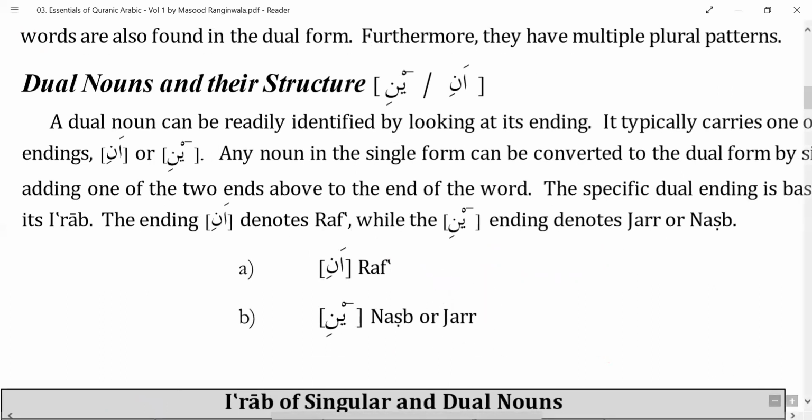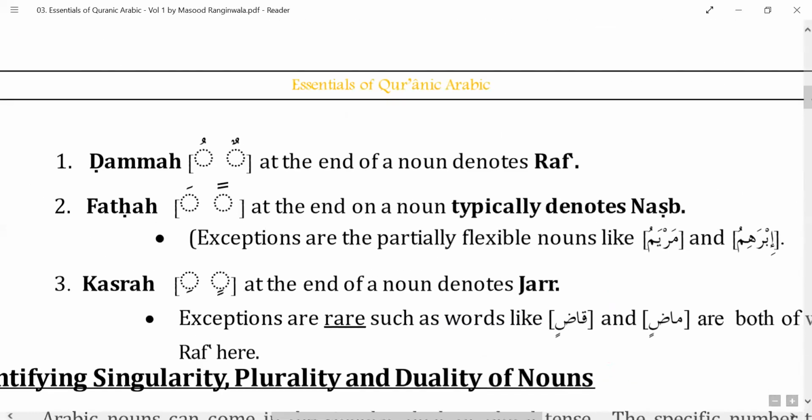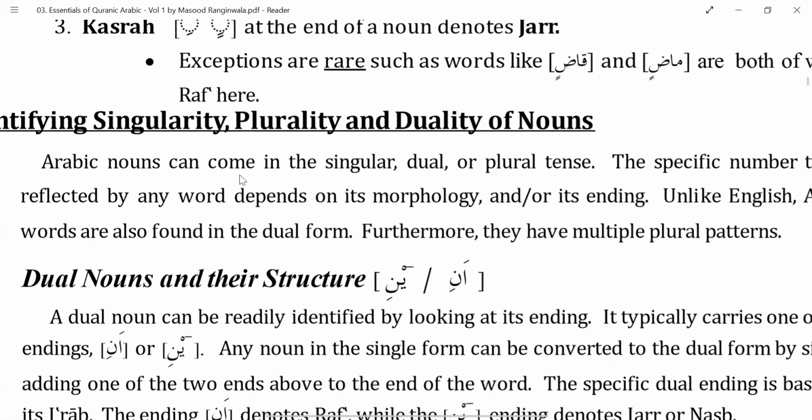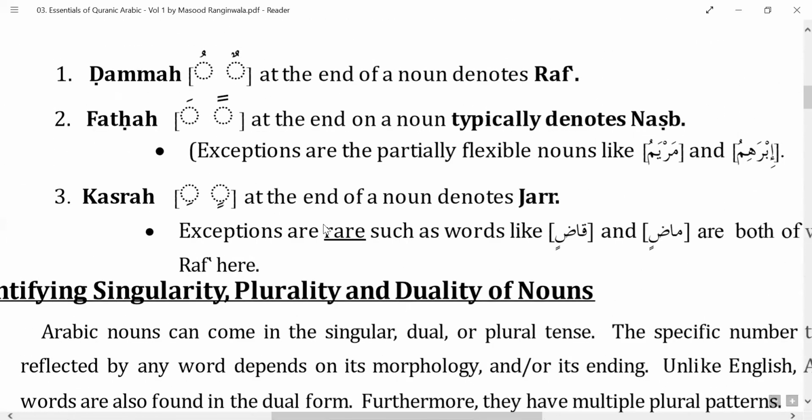If you see nasb and jar, we saw there were three i'rab: rafa, nasb, and jar. Rafa ending is ani. Okay, we saw here, right? Ending in dhamma is rafa, but there are some sisters of dhamma as well. So dhamma is the actual denotation of rafa, whereas in some you don't have an actual dhamma, but you have this combination, ani. Now you will tell me, suppose I give you the word muslimani. It will end in kasra, right? Muslimani, noon kasra ni. So you will tell me kasra. So this is ending in kasra.